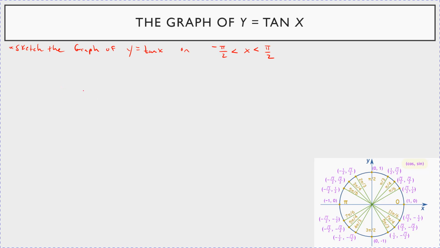We're going to get some test points, look at those, and then talk about what the graph might look like from those test points. To be able to graph tangent, you have to recall a trigonometric identity, a quotient identity. Tangent of x is the same thing as sine of x divided by cosine of x. So remember that.